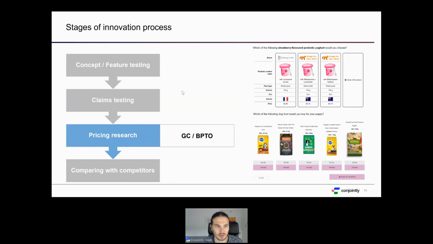BPTO most of the time looks a lot fancier. Finished product design, and the only thing that really changes is, for example, the pack design and the price. So this is really focused on pricing elements.